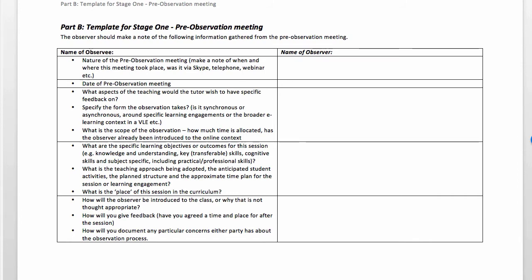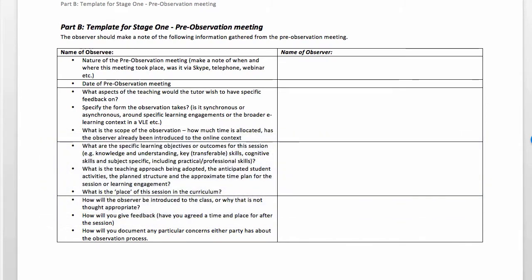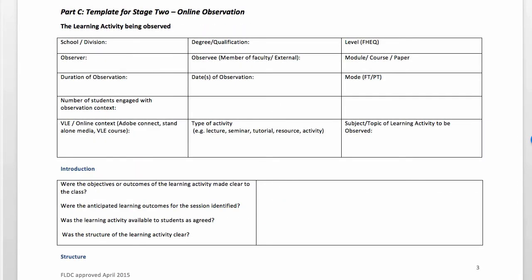And this is a developmental process. These are not, in fact, guidelines to be used for a management approach. If it is a management observation, clearly you should be informed in advance what it is the management observation is there to try and identify. But these guidelines are specifically available for developmental purposes. So you might actually identify one very, very specific aspect of your practice which you want the observer to try and support you with.